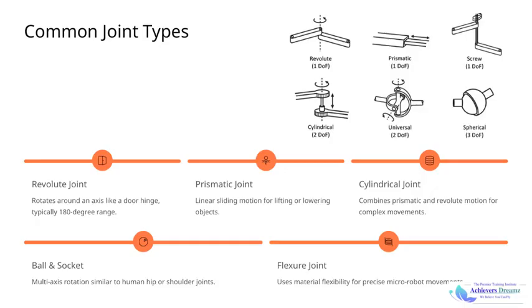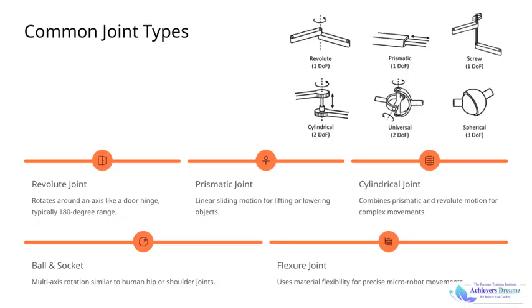Then there's the cylindrical joint, which combines both prismatic and revolute movements. This allows for more complex, multi-directional motions, making it very versatile in robotic design. Moving on, the ball and socket joint offers multi-axis rotation, much like a human hip or shoulder joint. This type provides a wide range of movement and flexibility, crucial for more sophisticated applications.